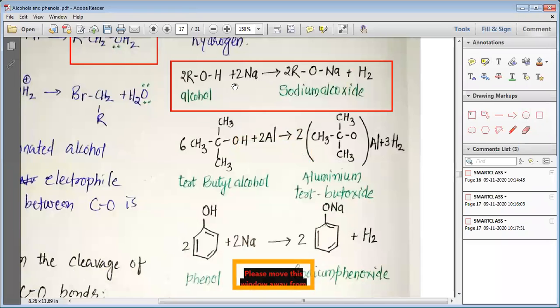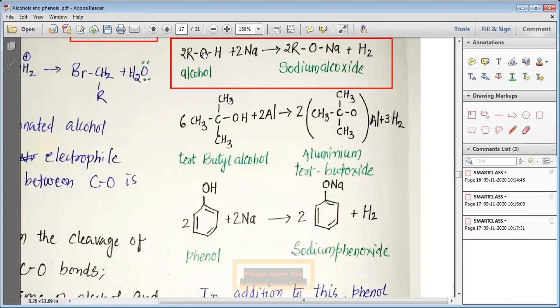When any metal reacts with a substance and produces hydrogen gas, we know that it is a characteristic of metals that when a metal reacts with an acid, it produces hydrogen gas. So in this manner, we can simply say that alcohols are acidic in nature, and that is why when they react with metal, hydrogen gas is produced.